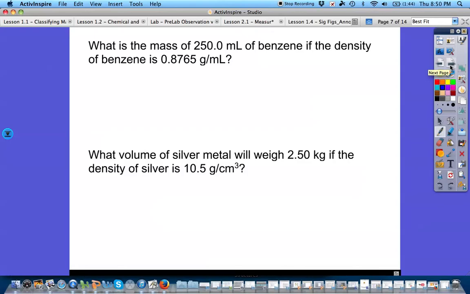So sometimes we're going to want to find the mass of an object or the volume of the object for a given density. So this problem says, what is the mass of 250 milliliters of benzene, which is going to be our volume, if the density is 0.8765?